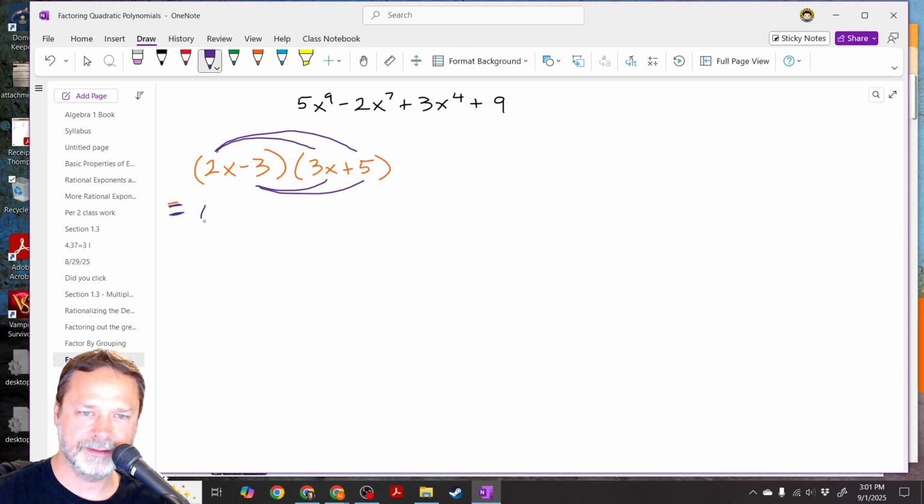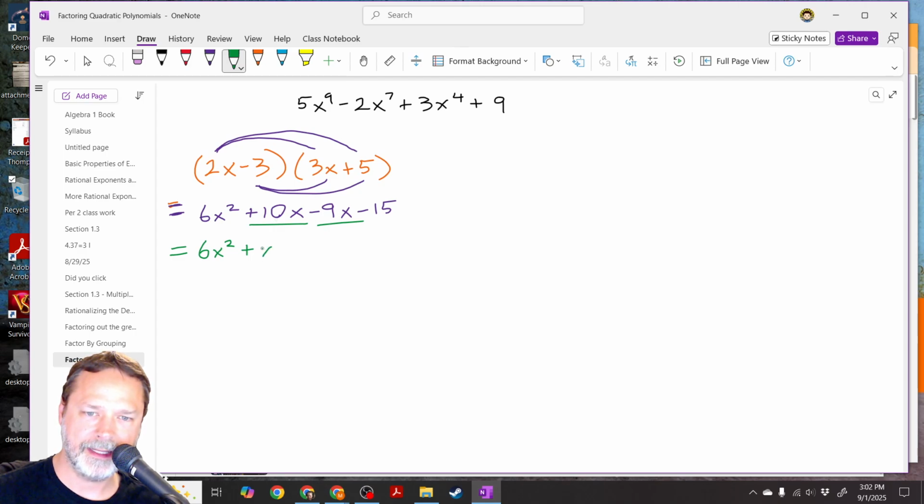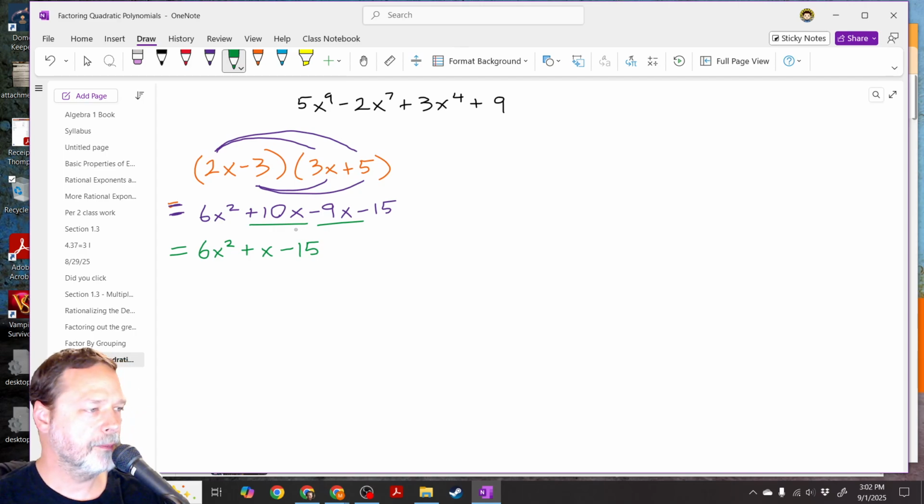2x times 3x is 6x squared. 2x times 5 is 10x. Negative 3 times 3x is negative 9x. Negative 3 times 5 is negative 15. We multiply all that out, combine like terms. I got a 10x and negative 9x. I can combine those, and I get 6x squared plus 1x. 10x plus negative 9x is 1x. So I'll just write x minus 15. So I multiplied. I might be able to say simplified. I made this look a little bit better.